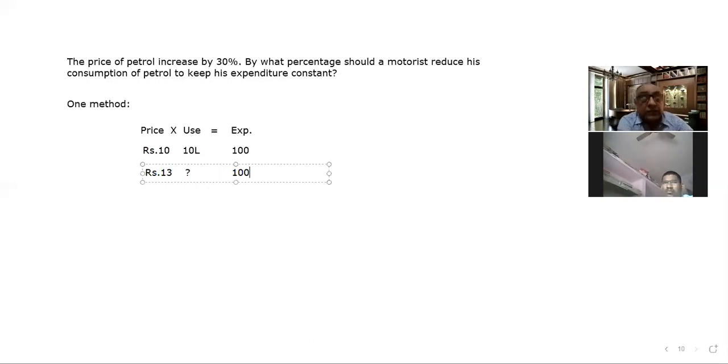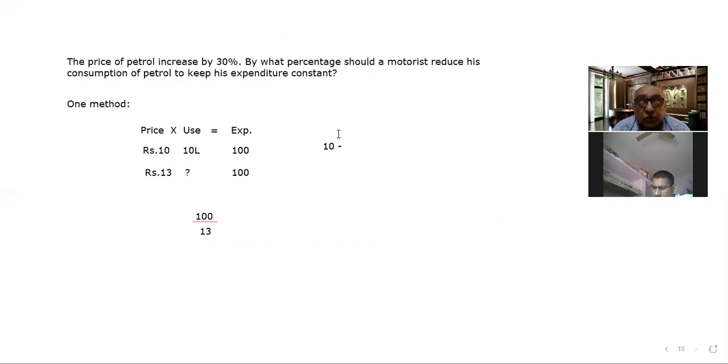So now the use of petrol would be equal to the total expenditure divided by the price of the petrol. This is the total amount of petrol he would be using now to keep the expenditure constant. Earlier consumption was 10 liters of petrol, but because the price has increased and expenditure is constant, the consumption of petrol has decreased.